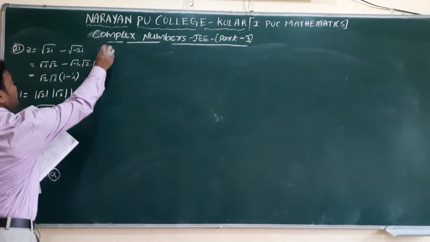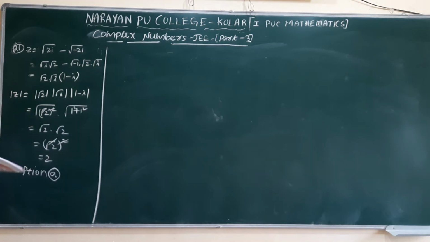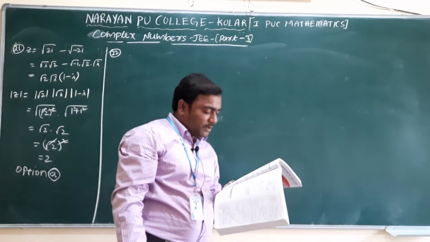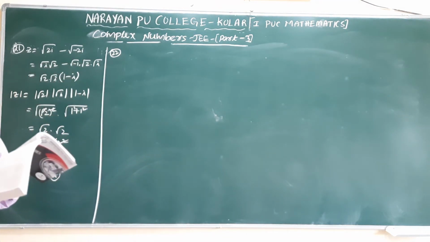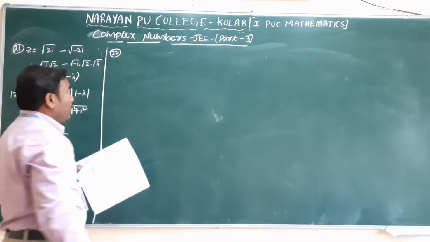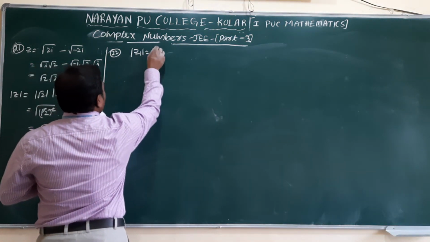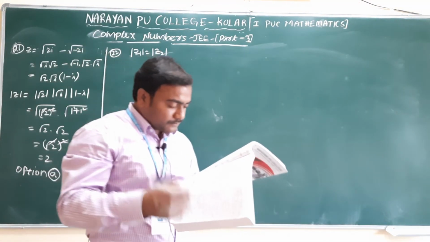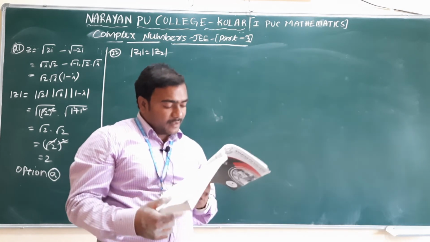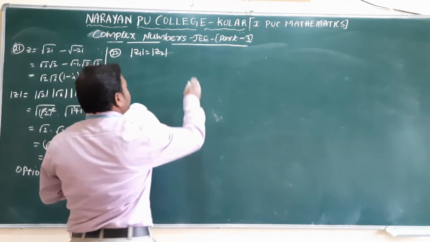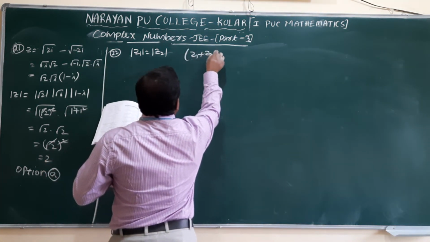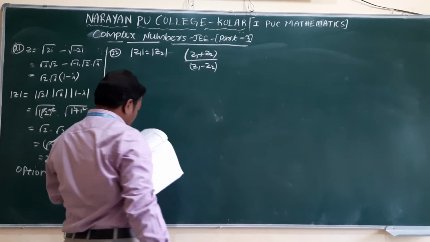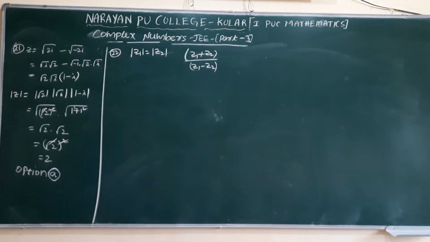This question, question number 22. If z1 and z2 are complex numbers such that z1 is not equal to z2 and modulus of z1 is equal to modulus of z2, if z1 has positive real part and z2 has negative imaginary part, then z1 plus z2 divided by z1 minus z2 may be.